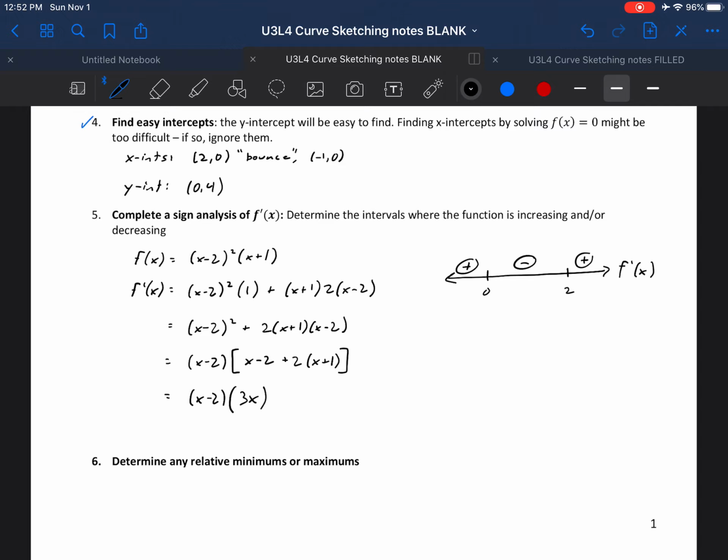Okay? So I'm going to copy that later and put it next to the graph, but what this really tells us for now is that this thing is increasing when x is less than 0, and when x is bigger than 2, and it's decreasing when x is between 0 and 2. Okay?